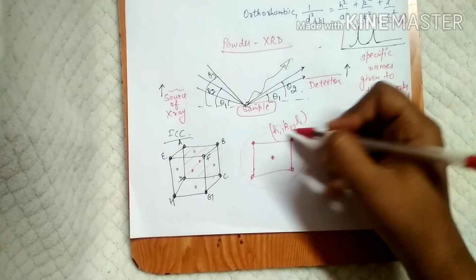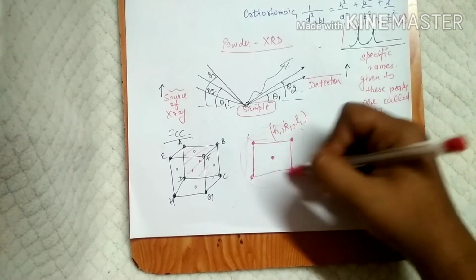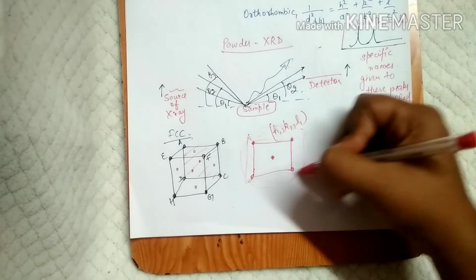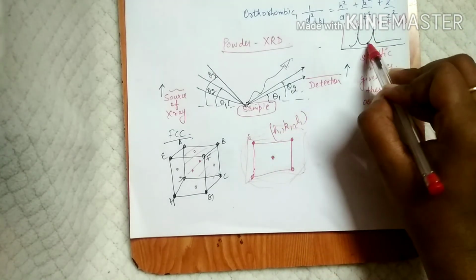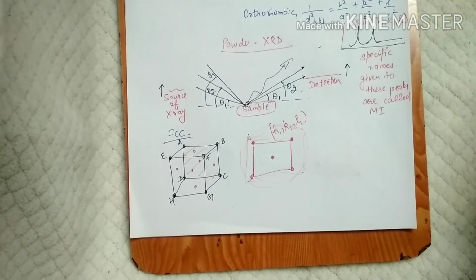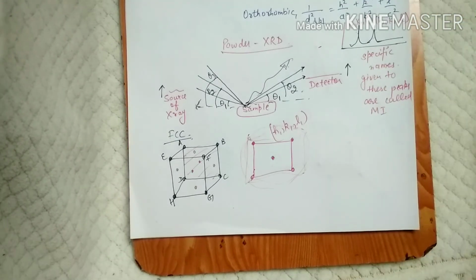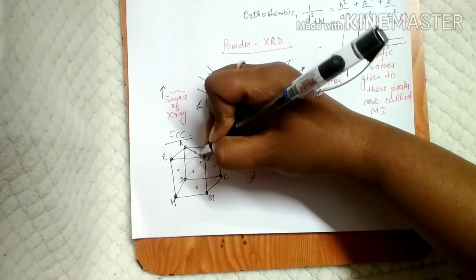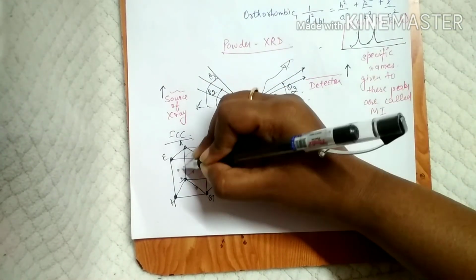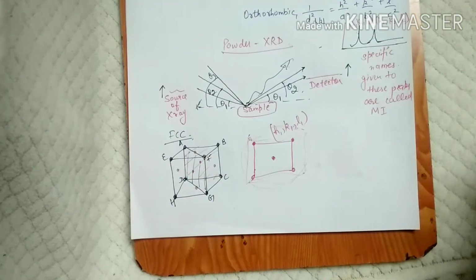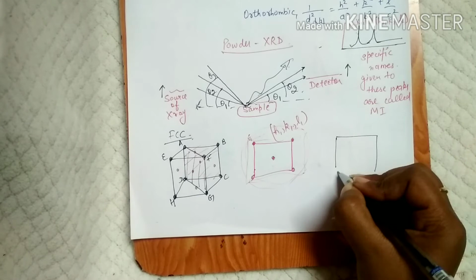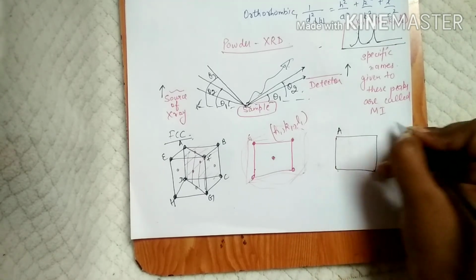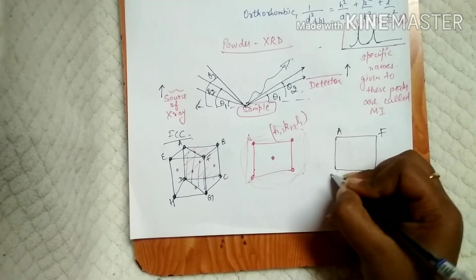So these are the Miller indices for this specific plane. If planes like this are present, we are going to get a peak for H1, K1 and L1. There is another type of plane present if you look closely. Now suppose I am taking this diagonal plane, which is your A, F, G and H.